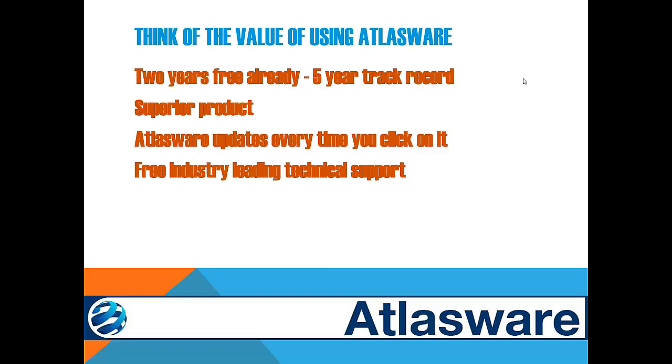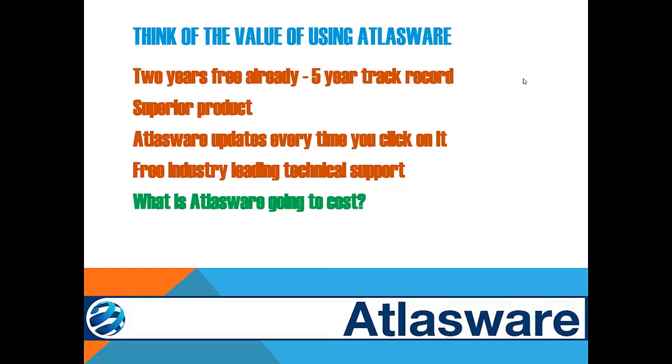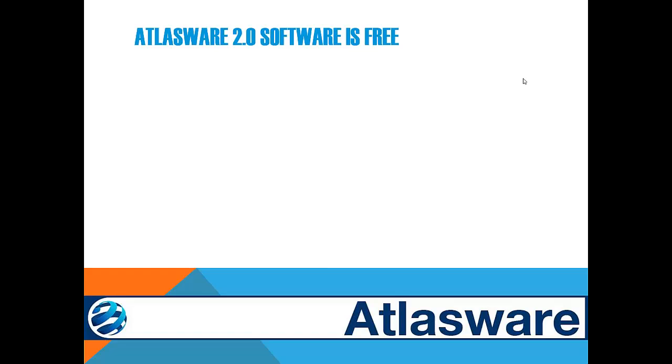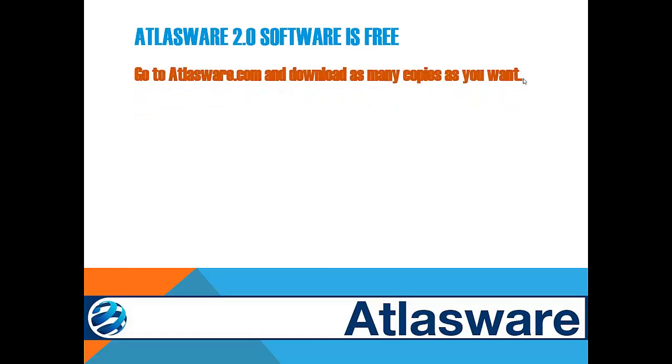But some of you are saying, finally, all right, let's get to it. How much is it going to cost me? What's it going to cost? The Atlasware 2.0 software is free. No codes, no unlocking, it's free. Just go to atlasware.com, you can do it right now, and download as many copies as you want and put it on as many computers as you want. It's PC compatible, works with all the Windows versions. If you have a Mac, you just put it in PC emulation. You Mac guys know what that is.